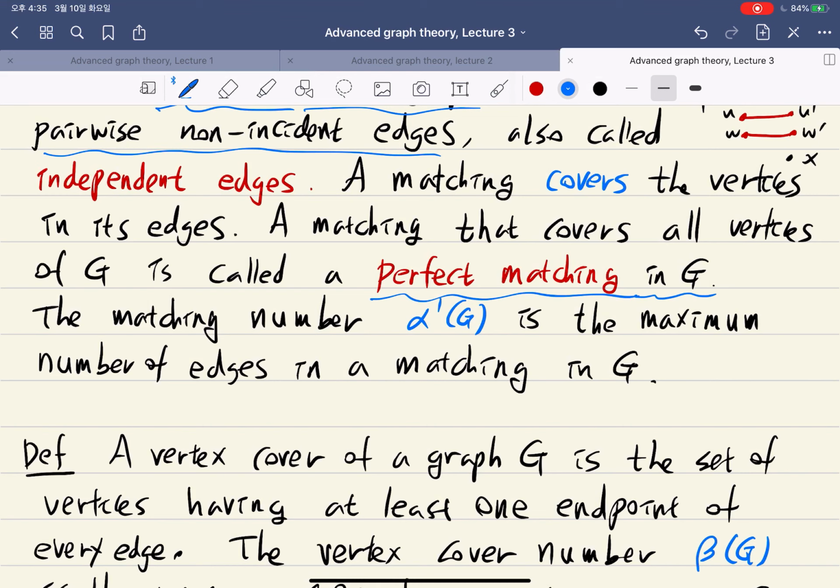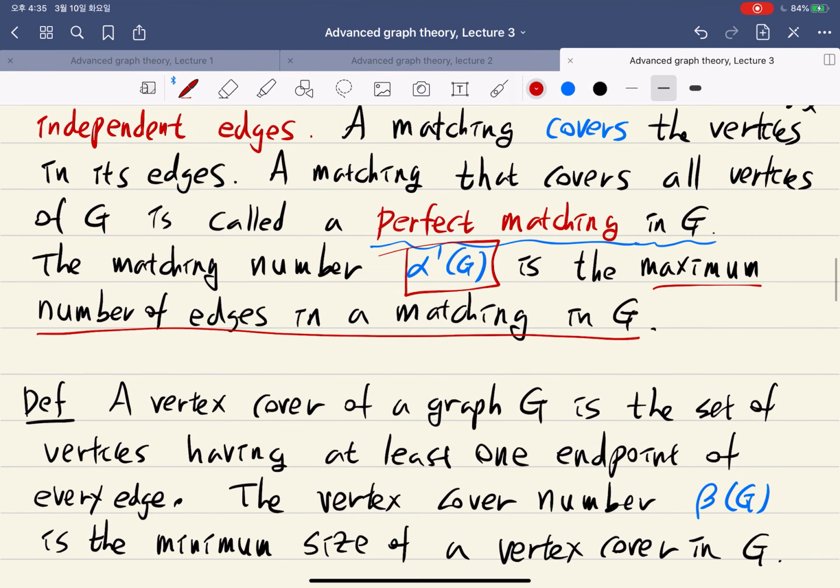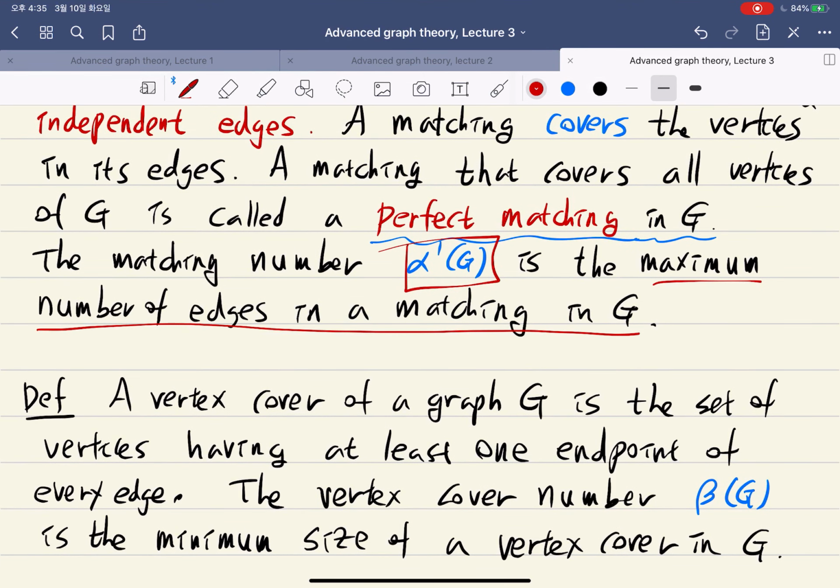And we write alpha prime of G to denote the maximum number of edges in a matching in G. So the size of the largest matching in G is written as alpha prime of G. So if alpha prime of G is exactly half of the number of vertices in G, that means G has a perfect matching. So that's the equivalent condition.